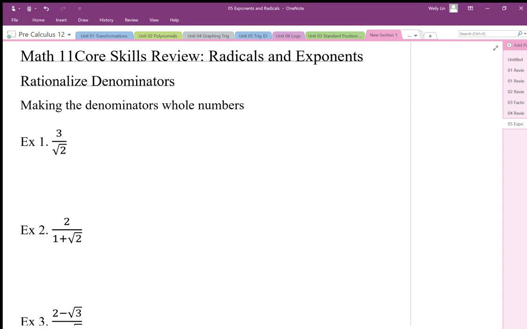So here we're looking at rationalizing denominators. In grade 11, this is something that we worried about, but in grade 12, we're not going to worry about rationalizing the denominators so much, but it is important to understand the process of how we do it.